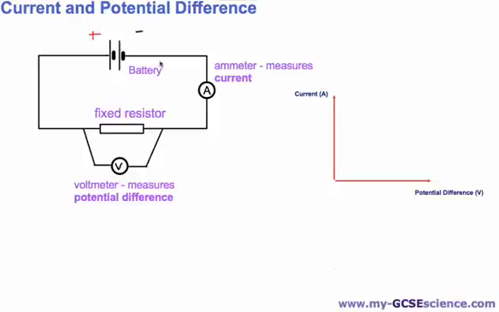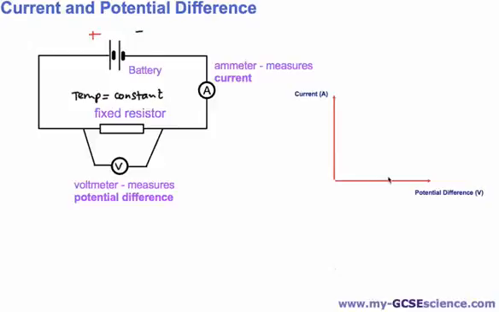It's important to also mention that in this we have to assume that the temperature stays the same or the temperature is constant. Okay, now if we were to measure a range of values of voltage or potential difference across this resistor, we could also measure the current that flows for that potential difference, and we could plot it on a graph.